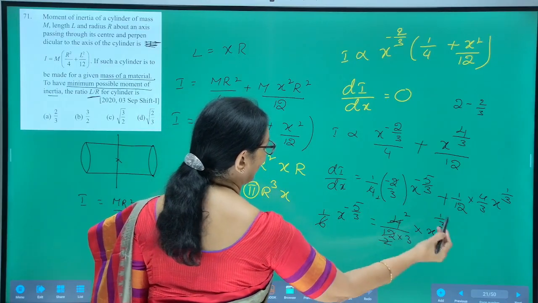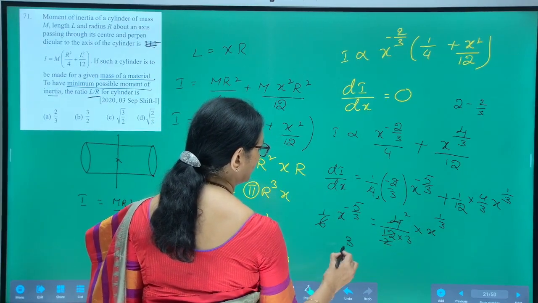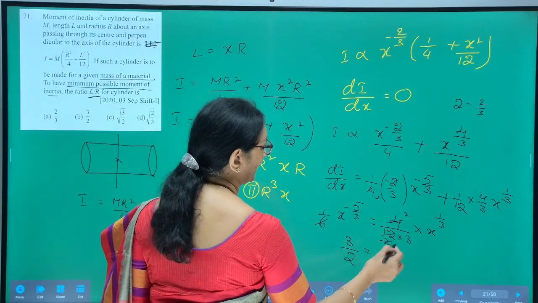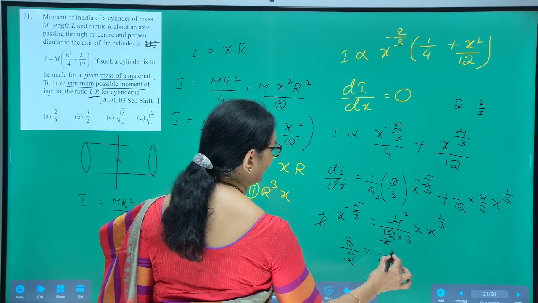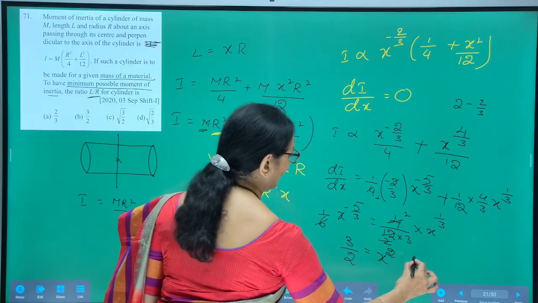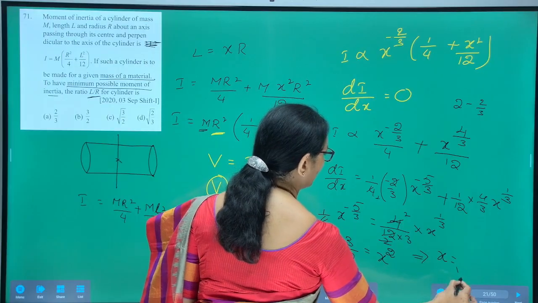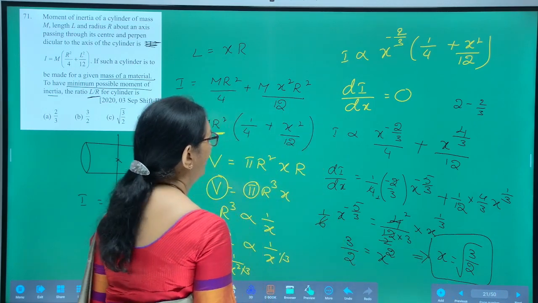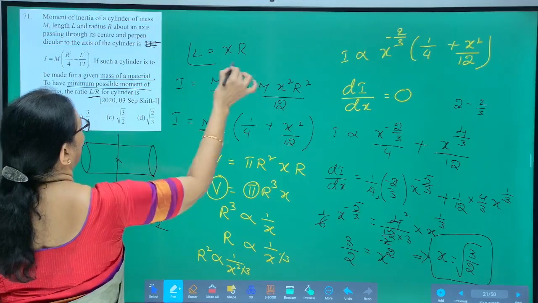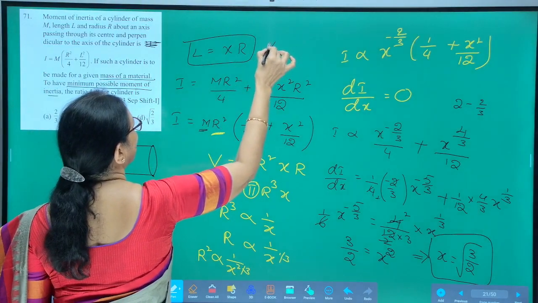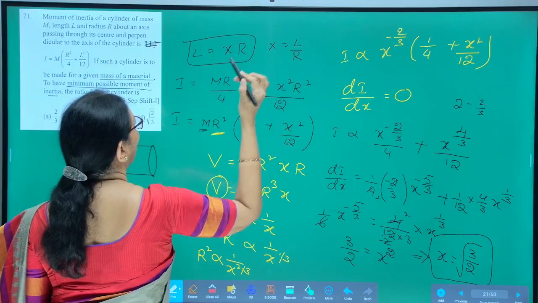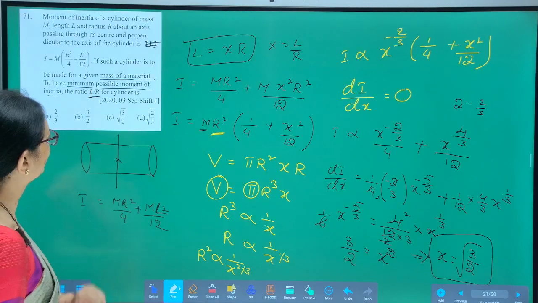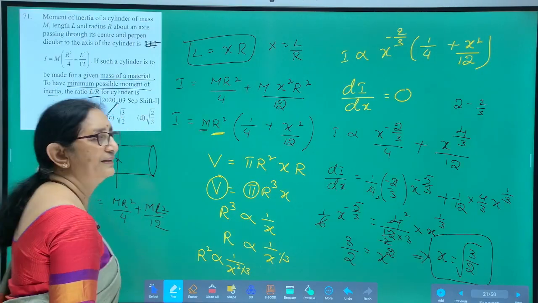If you take that to the other side and this to this side, 3 by 2 is equal to x to the power of 5 by 3 plus 1 by 3, that is x to the power of 6 by 3, which is x square. This implies x is equal to square root of 3 by 2. That is what we got. What is x here? x is nothing but the ratio of L and R. So, you are supposed to find the ratio of L by R, that is x, and it is equal to square root of 3 by 2.